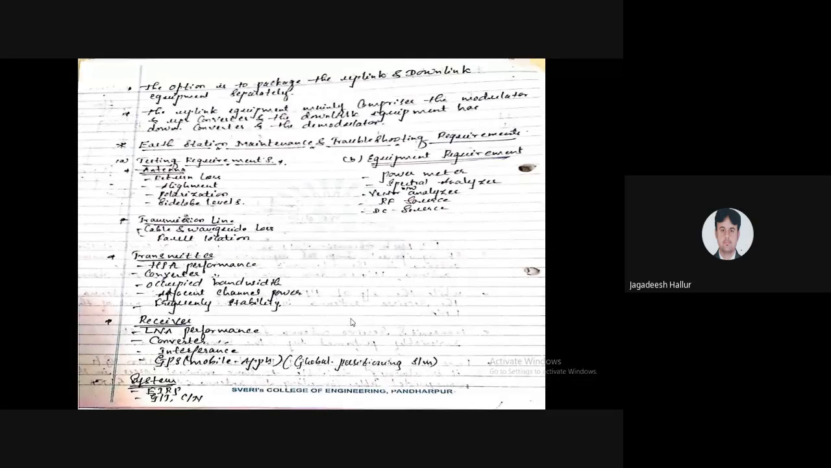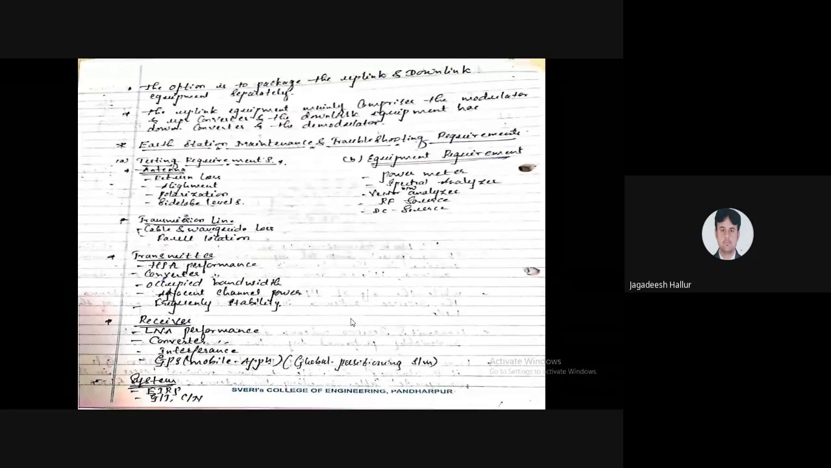And on the receiver side, we have seen that a low noise amplifier is required, the performance of that low noise amplifier. Again, the converter and the interference of the two signals, and the GPS, global positioning system application. Okay, that is also one of the important points. The next point is system. The main function of the system is to do the EIRP, that is effective isotropic radiated power, G/T, and carrier to noise ratio.